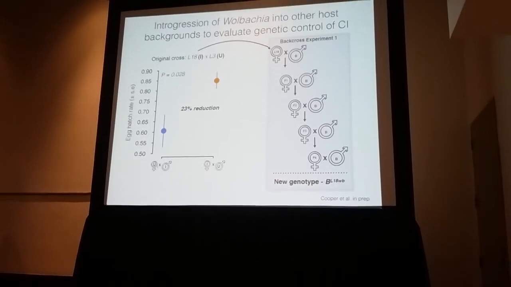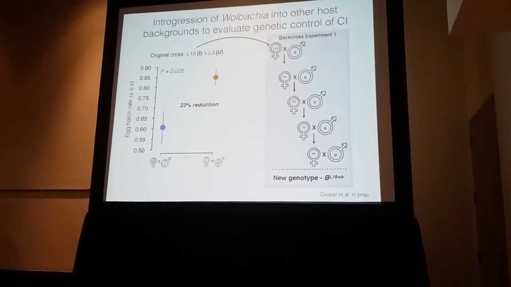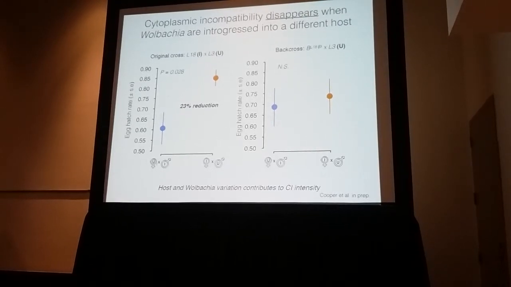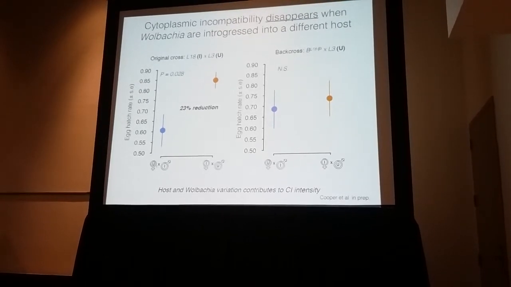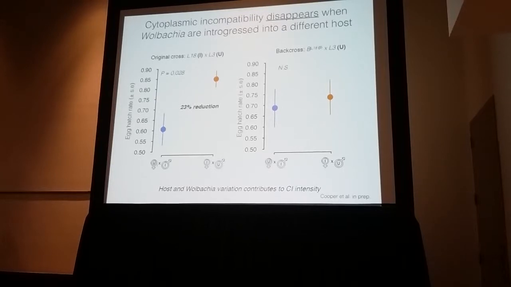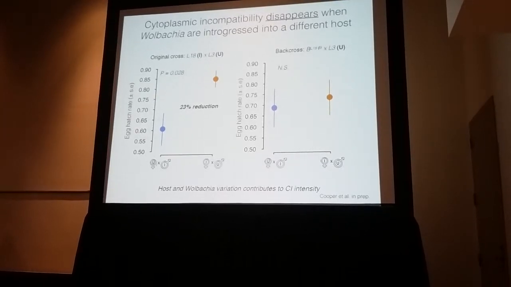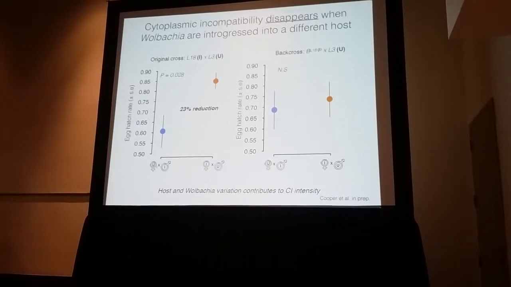We did this, and what we see is that when you put it into a different host background, cytoplasmic incompatibility can actually go away in some cases. So the host seems to retain some control over this. You can think about it as host suppression to a certain extent, stopping this manipulation of reproduction by Wolbachia on the host.